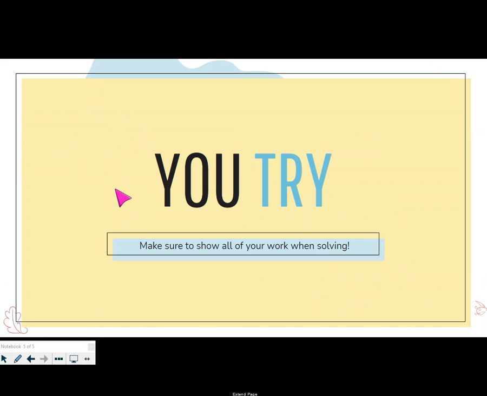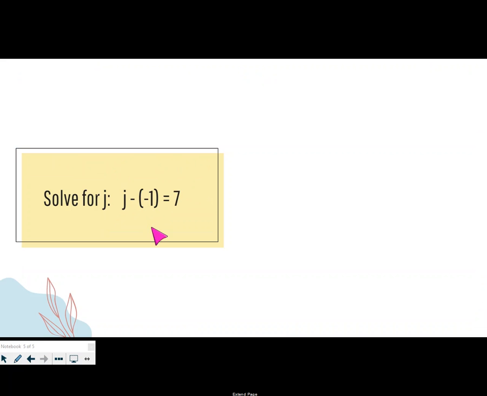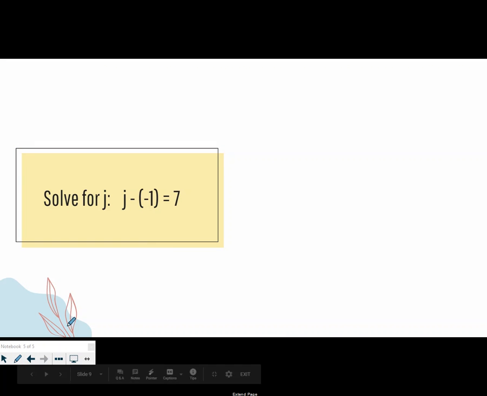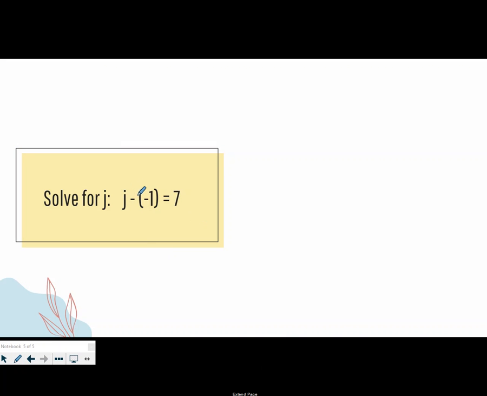All right, you're going to go ahead and try this one-step equation. I will remind you that we have a j minus negative 1. Remember that two negatives simplify to one positive. So I would rewrite this equation first.